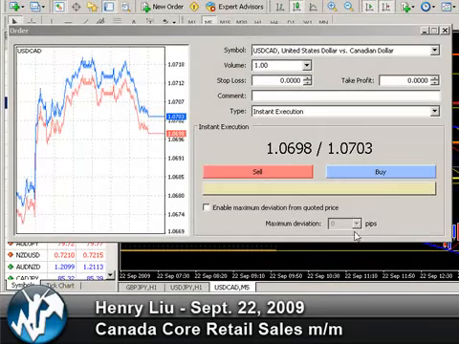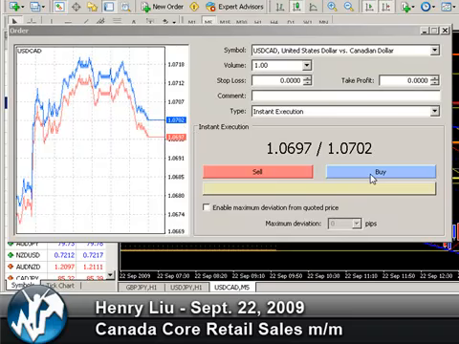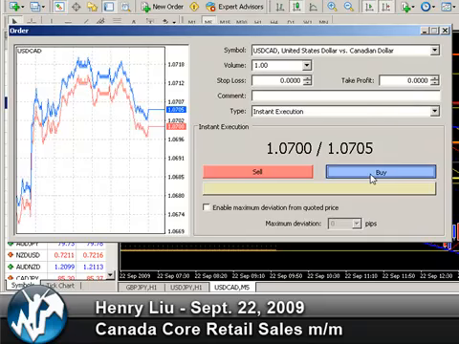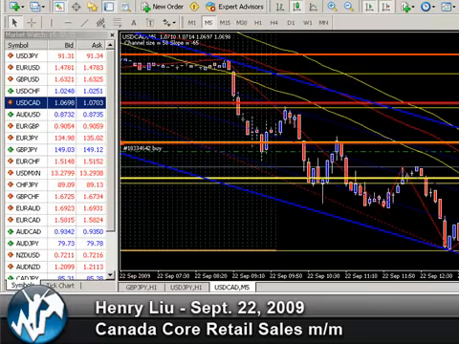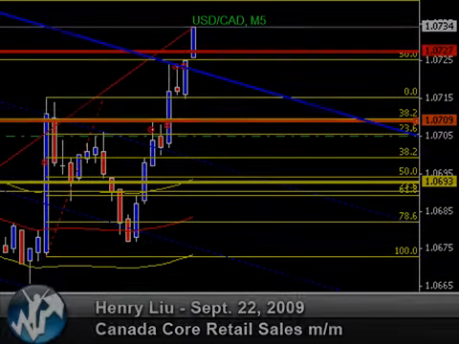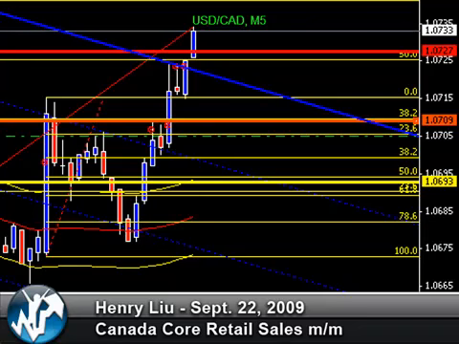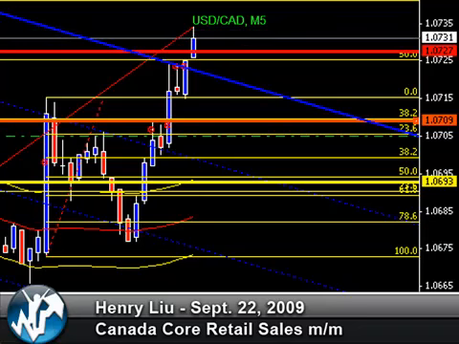Alright guys, we're seeing the market retrace back to 107.02. I'm going to go ahead and jump in right here. Alright guys, we're seeing about 30 pips of profit. Going to go ahead and close the trade.